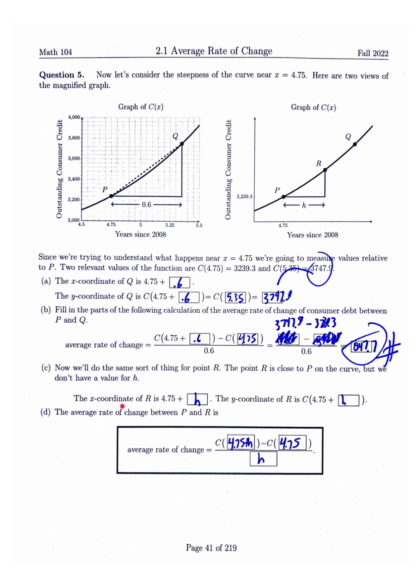Okay, so where's the x-coordinate? Well, it's 4.75 plus h, right? So just move over. Well, what's the y-coordinate? We'll plug that number into the function. So take 4.75 plus h and plug it into the function. Well, then the average rate of change is, here's y2 minus y1 over x2 minus x1. So C(4.75 plus h) minus C(4.75) over h.